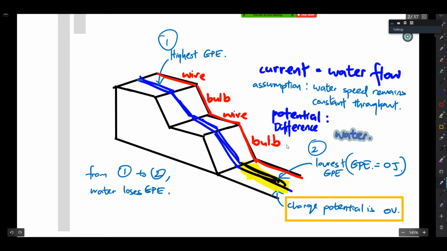Yeah, I'm just going to add one. So the potential difference is basically the change in height of water.